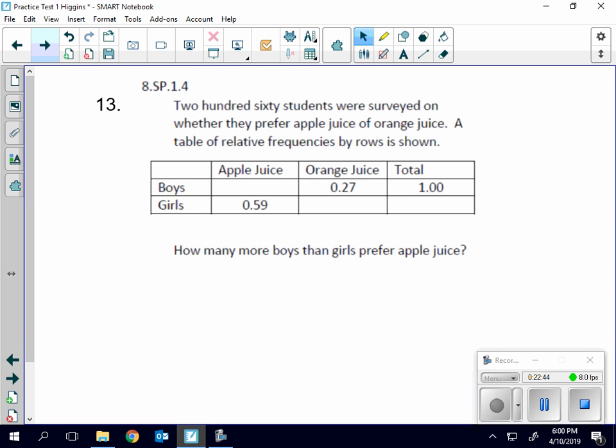All right. Number 13. We have 260 students. That is important information. Make sure you have that written down somewhere. 260 students were surveyed on whether they prefer apple juice or orange juice. It's supposed to say or here.